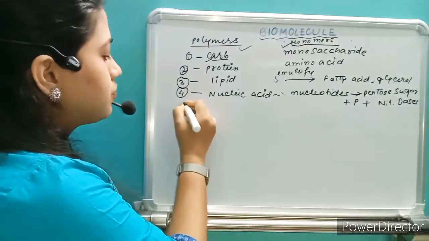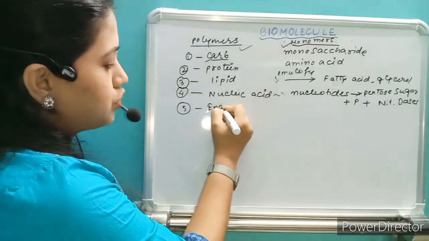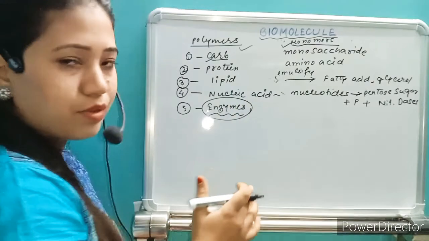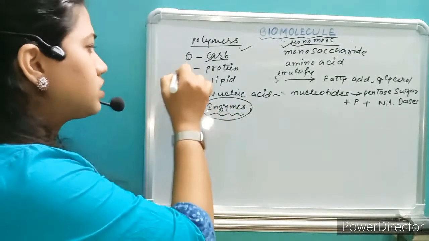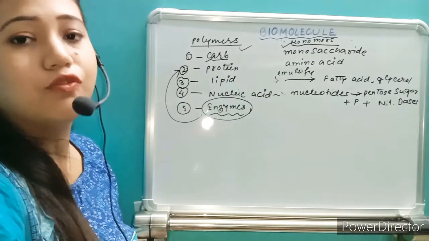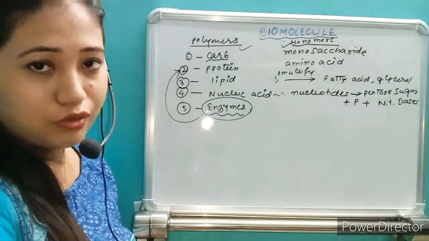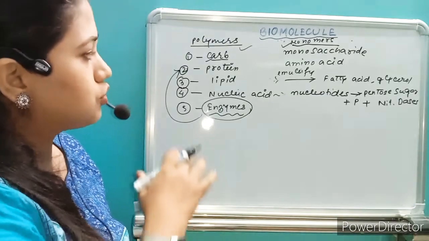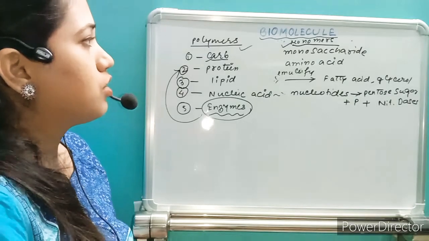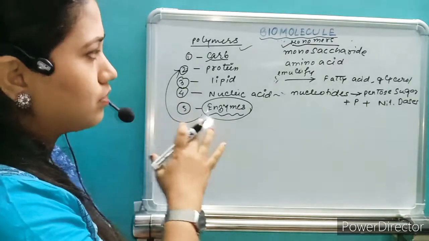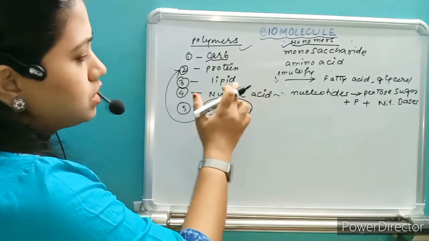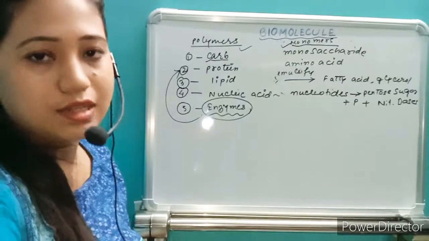Then fifth, we have different enzymes too. These enzymes are actually a separate group. They are proteinaceous compounds themselves, but enzymes perform very important functions in our living body. So we are going to study all of those things. We are going to divide the whole chapter into these 5 parts. We'll study first carbohydrate, then protein, then lipid, nucleic acid, and then the enzymes.